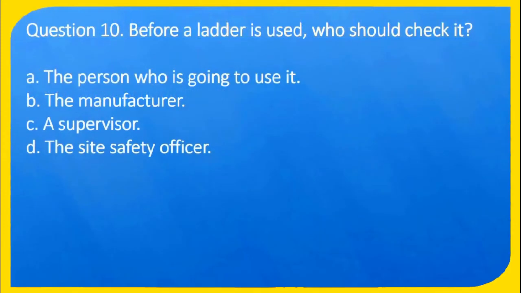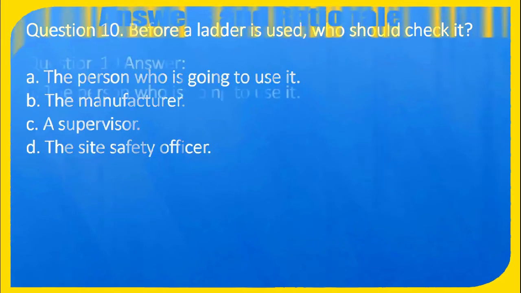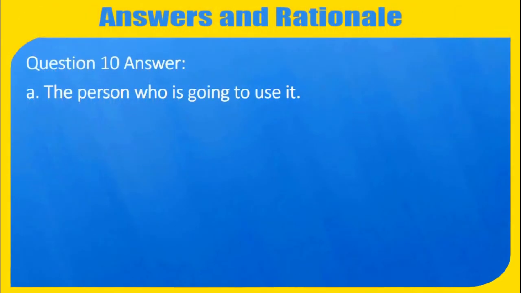Question 10. Before a ladder is used, who should check it? A. The person who is going to use it. B. The manufacturer. C. A supervisor. D. The site safety officer. Question 10. Answer. A. The person who is going to use it.